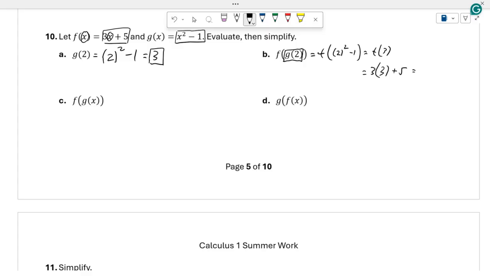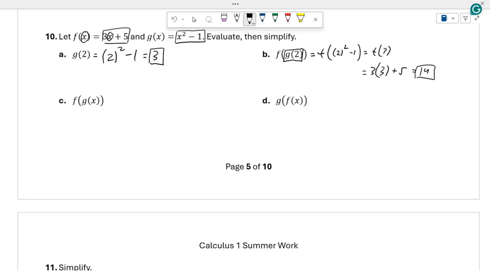I'm going to simplify. 3 times 3 is 9, not 6 as I had originally, plus 5 is 14. And that is my final answer for 10b. f of g of 2 simplifies to 14.